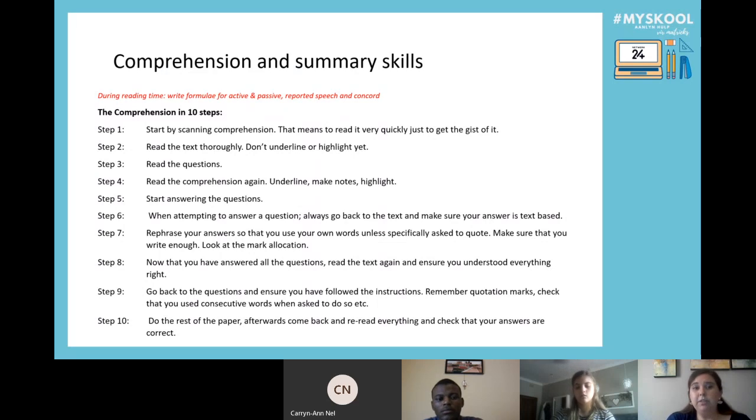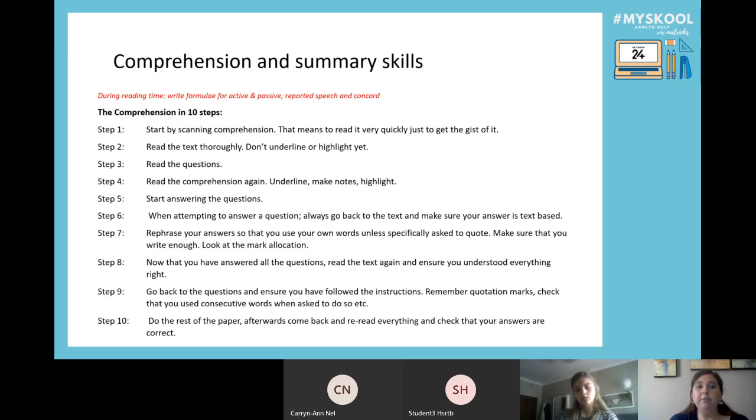Step 6, when attempting to answer a question, always look back to the text and make sure your answer is text-based, even when they are asking for your own opinion. You go back to the text and check that what you are saying is in line with what is said in the text. It's relevant to the text. Many of the answers you will find directly from the text. We will go through the types of questions now. So make sure that each of your answers is text-based.